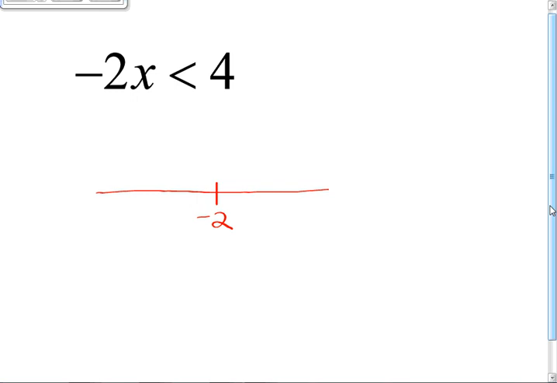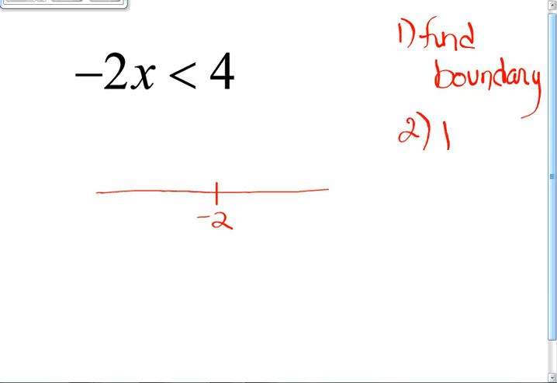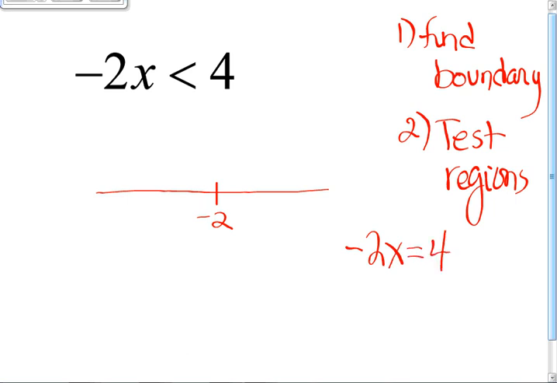Okay, guys. Let's try this again. You find the boundary. And I don't care if you're doing it with an inequality. You still find the boundary. And then you test the regions. Okay, where's the boundary? We set this equal, because then I don't have to remember anything about flipping anything. Do I?